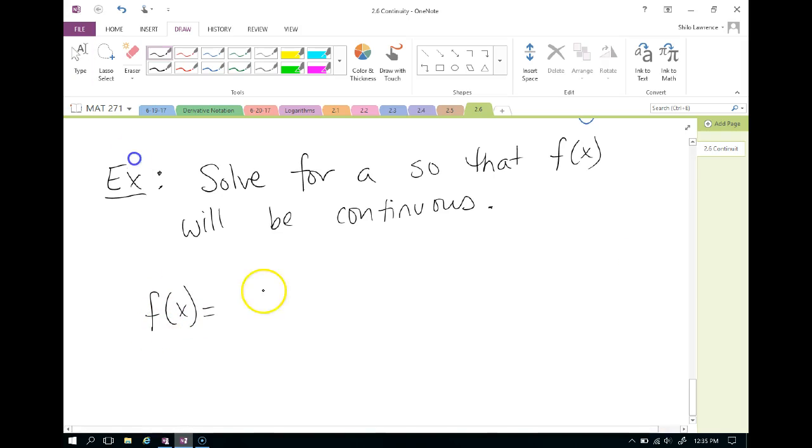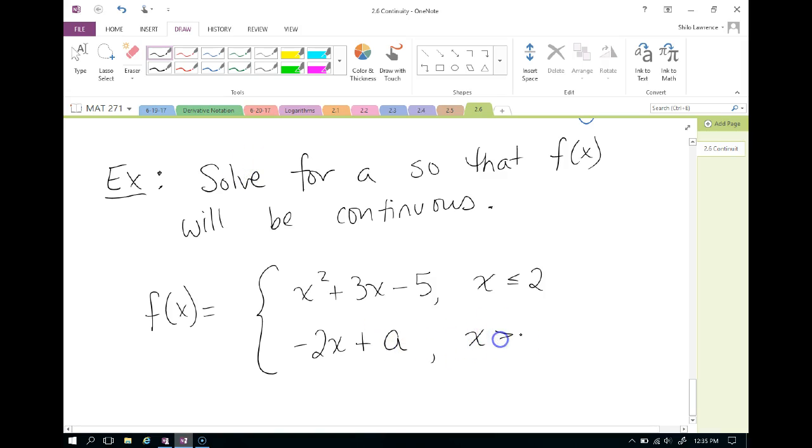So let's say we've got f of x equals x squared plus 3x minus 5 for x less than or equal to 2. And then we've got negative 2x plus a for x greater than 2. So again, we've got a parabola and a line for our piecewise function.